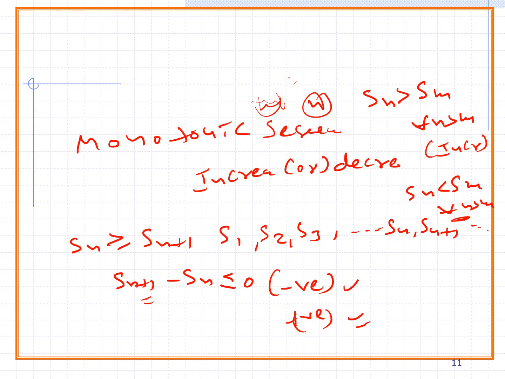So one more thing: the given sequence is convergent. Convergence means you get a finite value. For example, if the value is not finite, you get an undefined value. At that time, the sequence is called divergent. So the sequence is convergent means after you substitute the n value, you get a finite value. It is called convergence. Otherwise, it is divergent, meaning you get an undefined value. So, convergent and divergent.